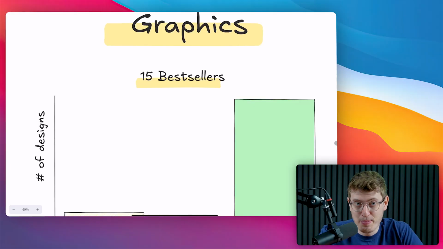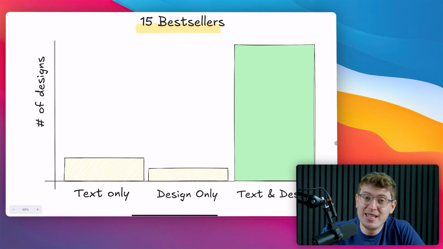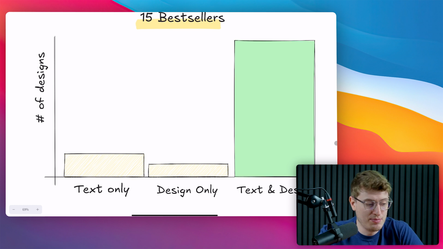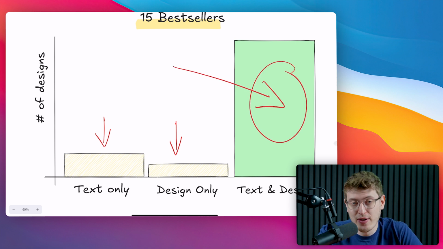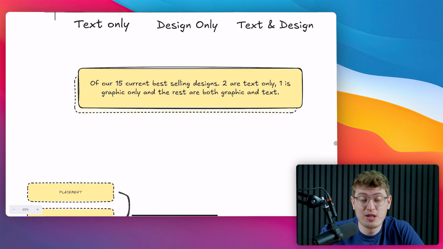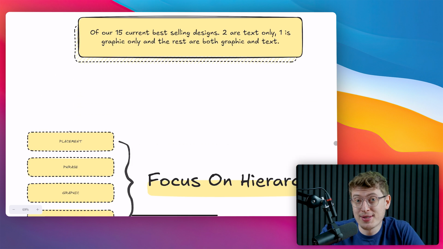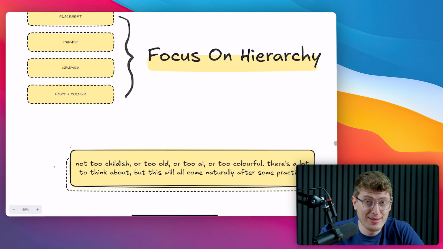Graphics come in next in the pecking order of importance. Sometimes designs with good phrases don't even need a graphic at all, and sometimes a graphic doesn't need a phrase, and that's completely okay. Of our current 15 best-selling designs, 2 are text only, 1 is graphic only, and the remainder are both text and graphic combined. And this is why I focus so heavily on this specific hierarchy, because most print-on-demand sales I see come from a design that incorporates both text and graphic.